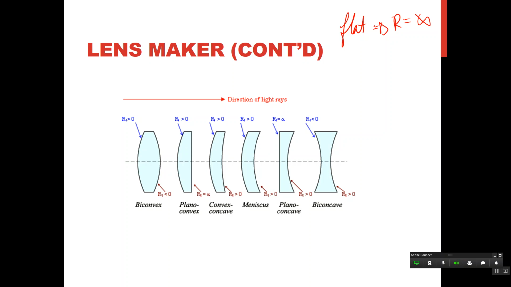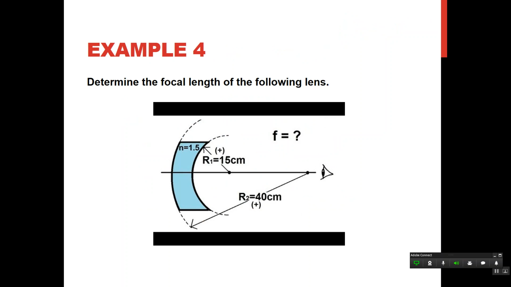I have one example here. There's only one mistake that I need to correct: here it says R2 and here it should say R1. This is the last slide, so after this we're done. I'm asking you, what is the focal point of this person's glasses? Notice that the eye here is on the right. I'm going to remind you the equation is 1 over f equals n minus 1 multiplied by 1 over r1 minus 1 over r2.